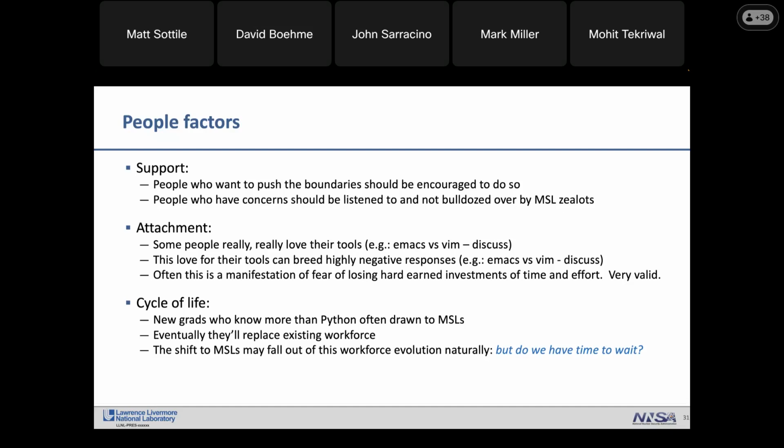And what I've observed with new graduates coming out of school is that if they've learned more than Python, they often are interestingly positive on memory safe languages. A lot of them know them or are familiar with them and want to work with them, and they'll eventually replace the existing workforce. So I think the shift to memory safe languages is probably going to happen naturally, just because of the cycle of life. But I don't know if we have time to wait for that natural replacement to occur.